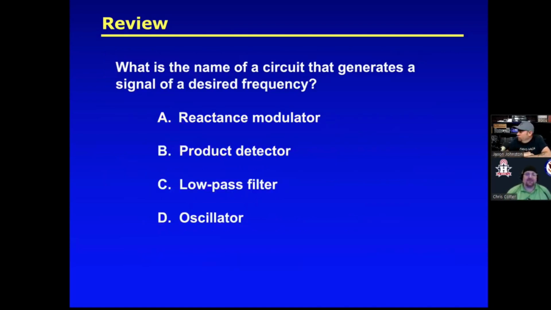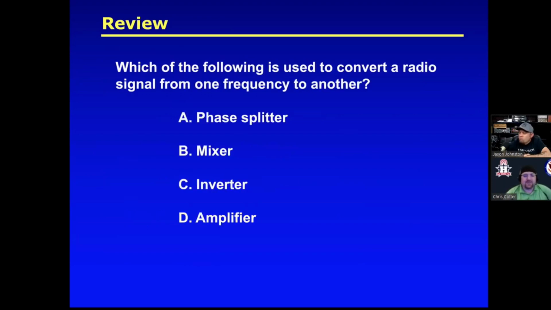What is the name of a circuit that generates a signal of a desired frequency? That's the thing that actually makes the RF signal. It's going to be D. That's going to be your oscillator. That's the thing that makes that oscillating, up and down sine wave radio frequency. Which of the following is used to convert a radio signal from one frequency to another? That's going to be the mixer.